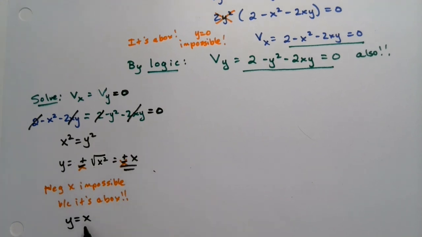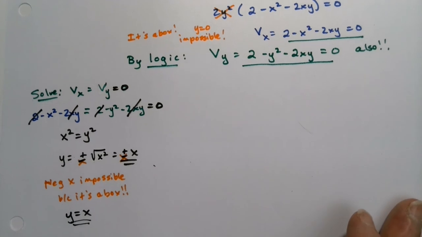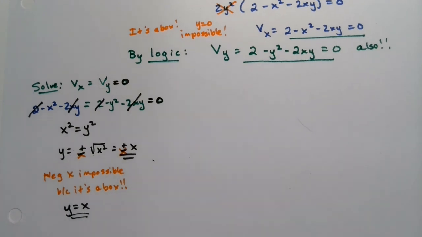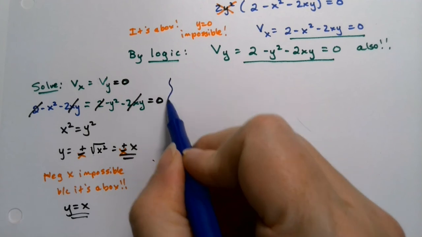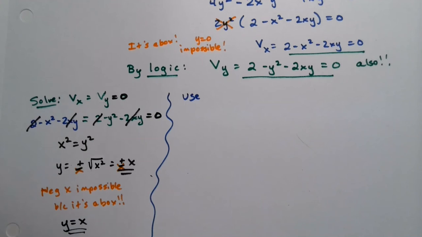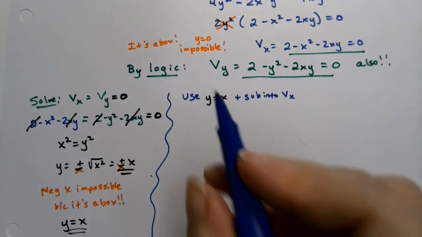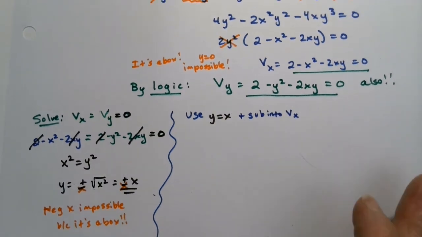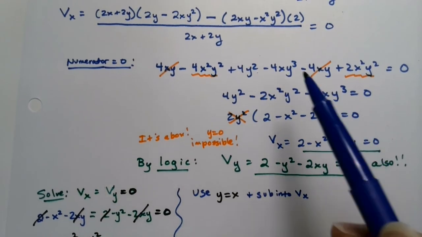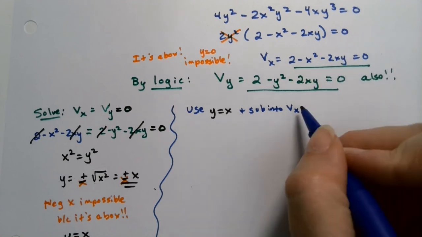All right, so we're going to use that piece, and we're going to use the fact that y is equal to x, and then we're going to substitute into v sub x. So let me just do a little bit of work here. Use the fact that x is equal to y, or y is equal to x, and sub into v sub x. All right, so v sub x is back here, right? In the end, it all came down to this piece right here. So v sub x is equal to 0, right? Which we knew.